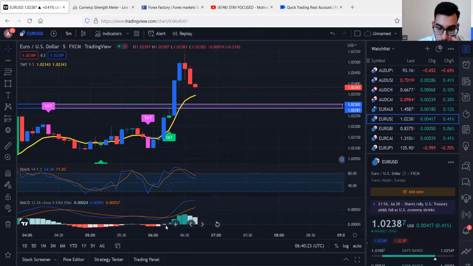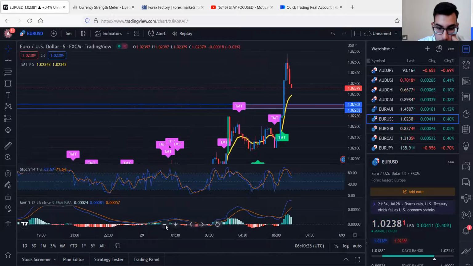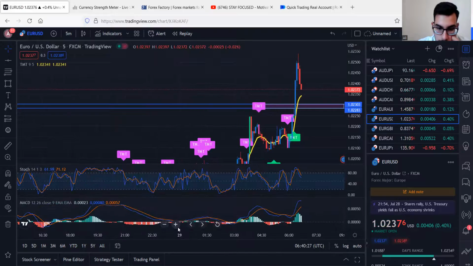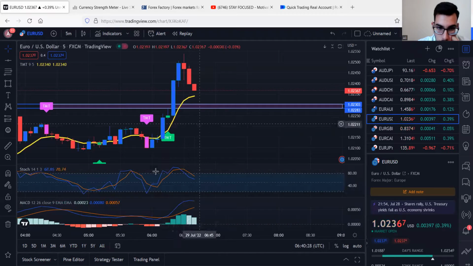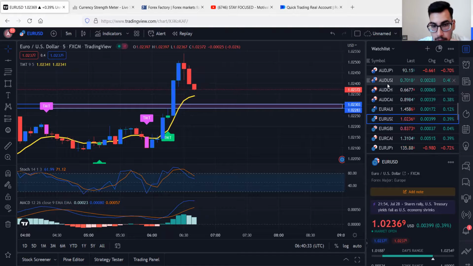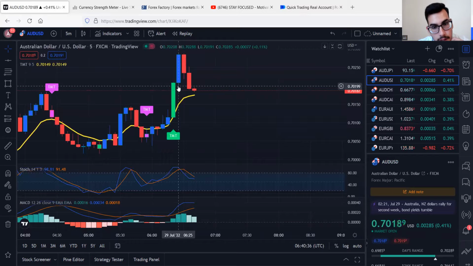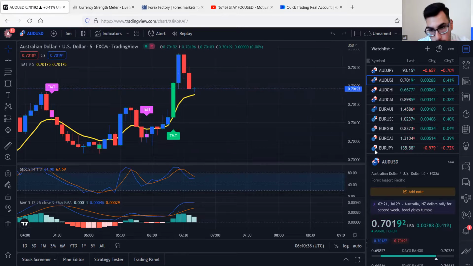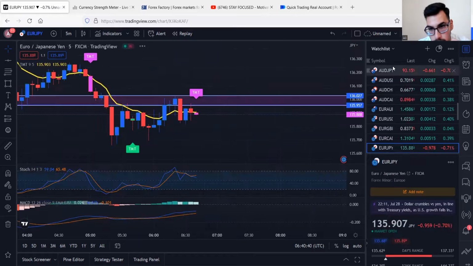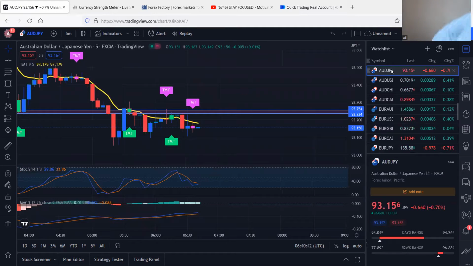Okay, Euro USD is going lower and lower. Hopefully, it will go lower than that. I would wait for it to reach maybe roughly about this area if I am going to take a pullback here. AUD USD is doing well as well. Just give me a second.